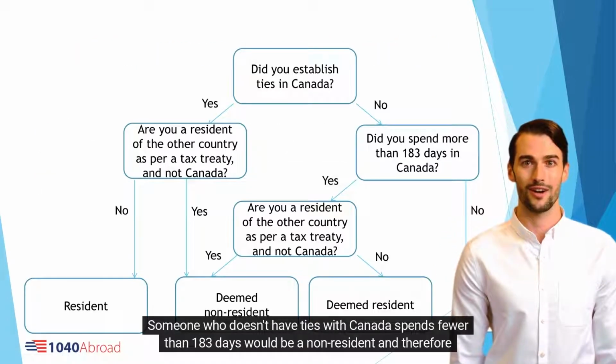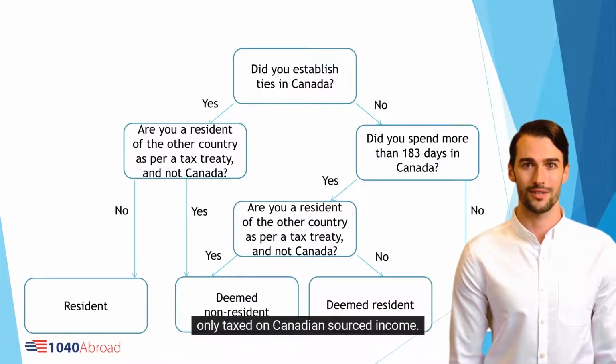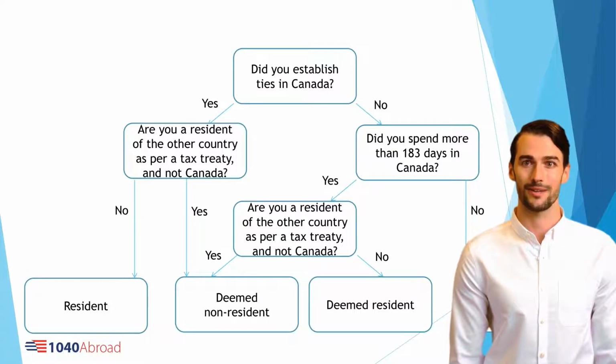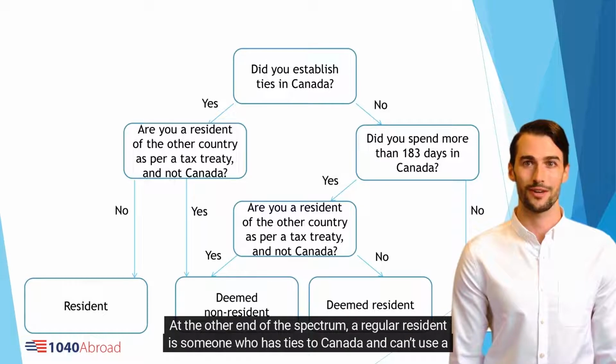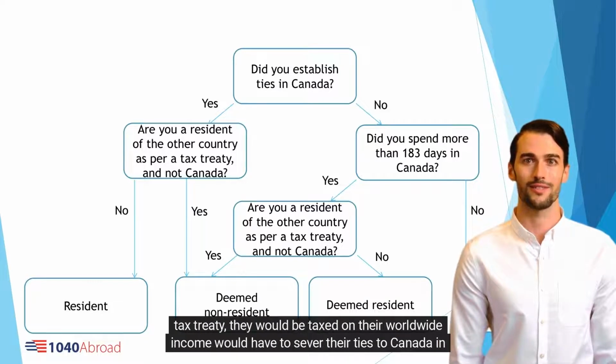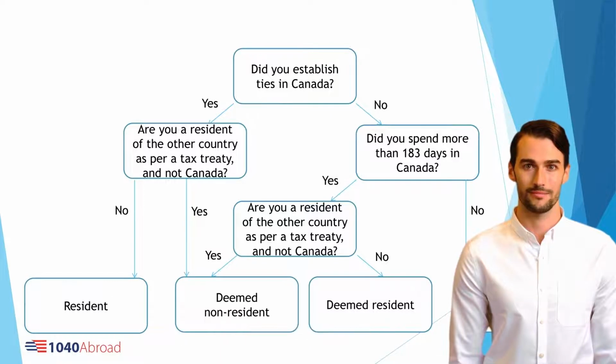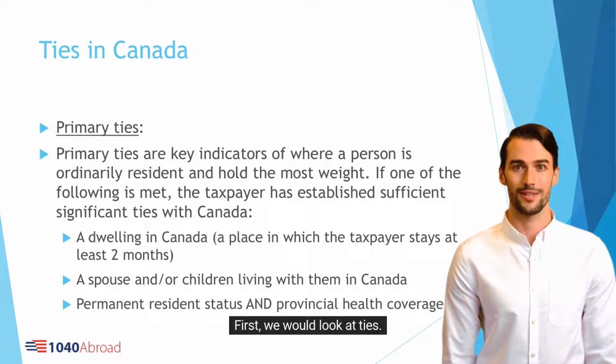Someone who doesn't have ties with Canada and spends fewer than 183 days would be a non-resident, and therefore only taxed on Canadian-sourced income. At the other end of the spectrum, a regular resident is someone who has ties to Canada and can't use a tax treaty. They would be taxed on their worldwide income, and would have to sever their ties to Canada in order to stop being a resident. First, we would look at ties.